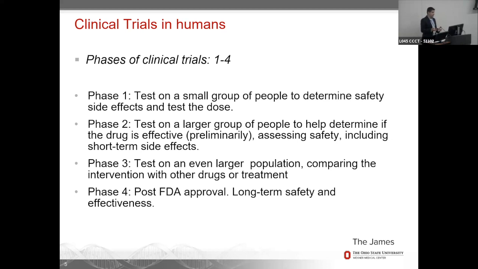Then you have the phase 3 trial, which aims to test your intervention in an even larger population. Then you compare that new thing with something else, which can be another medication or a placebo, and you want to see which one is better. Phase 4 trials you see less often. But basically, once you get approval by the FDA, usually with the phase 3 trial, you're going to see long-term safety and effectiveness with those studies.